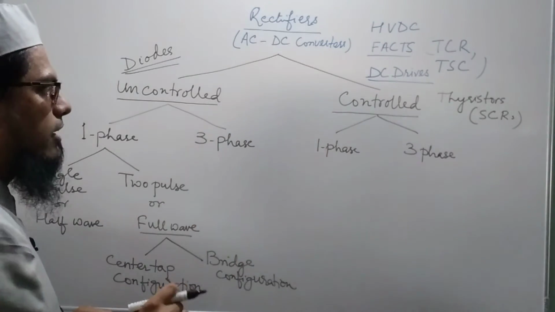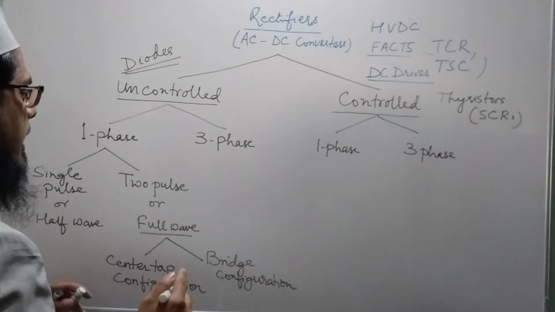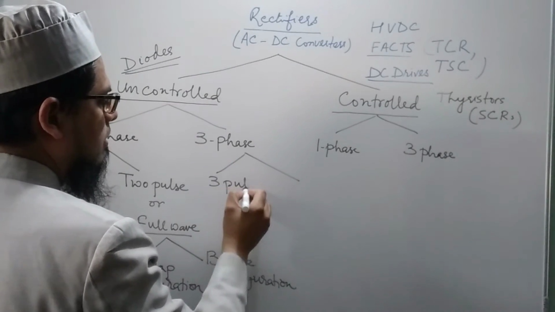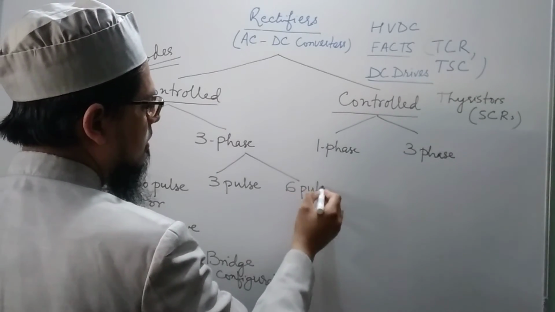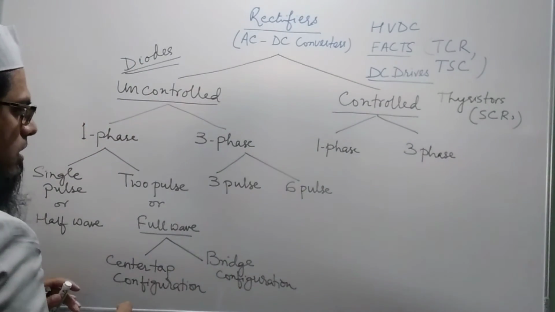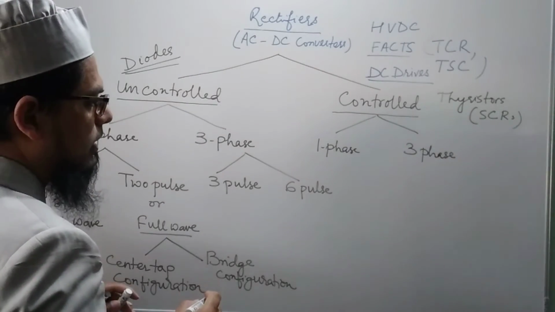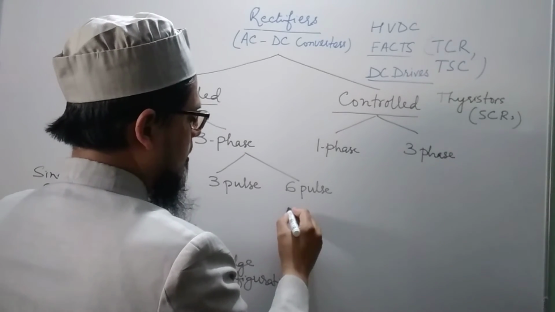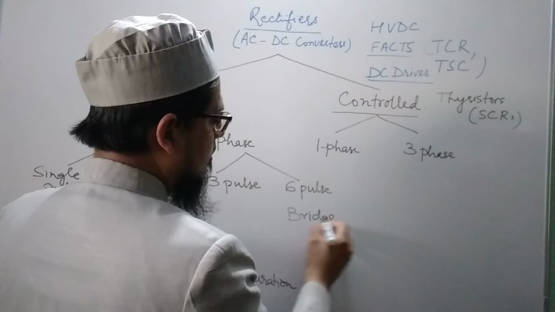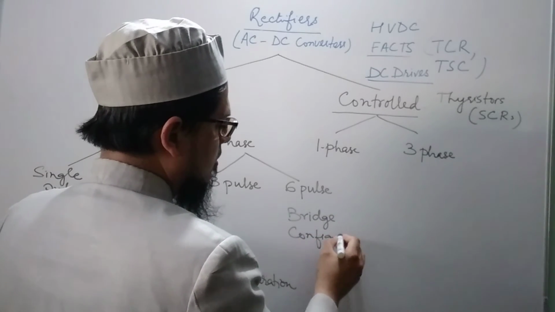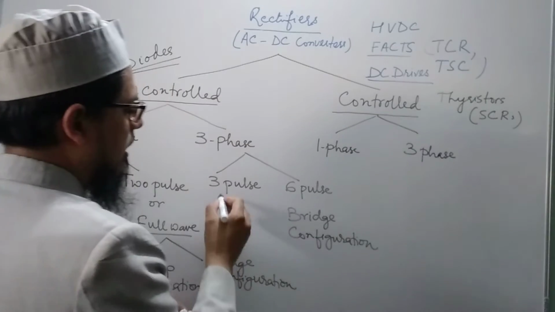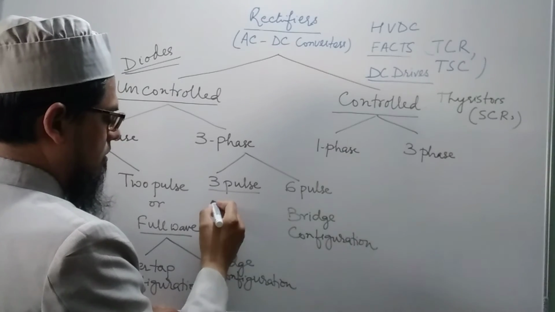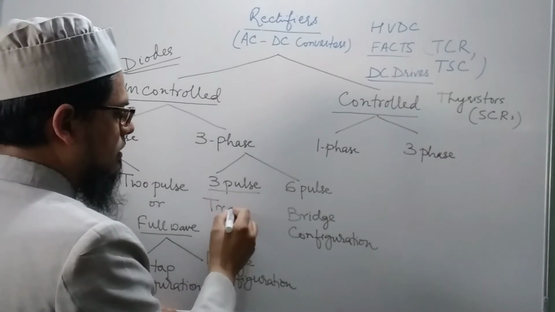Similarly, the three phase counterpart of the uncontrolled rectifier can be classified as three pulse or six pulse rectifier. In six pulse rectifier, we normally employ the bridge configuration, while the three pulse uncontrolled rectifier normally employs your transformer configuration.